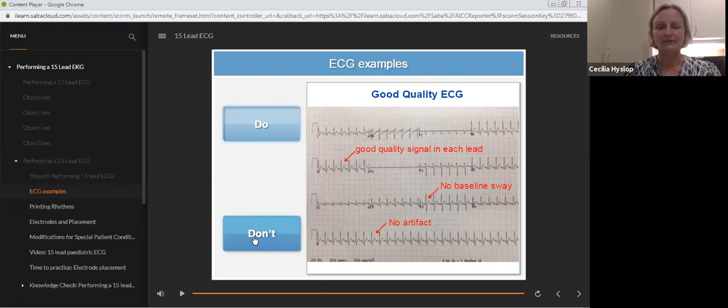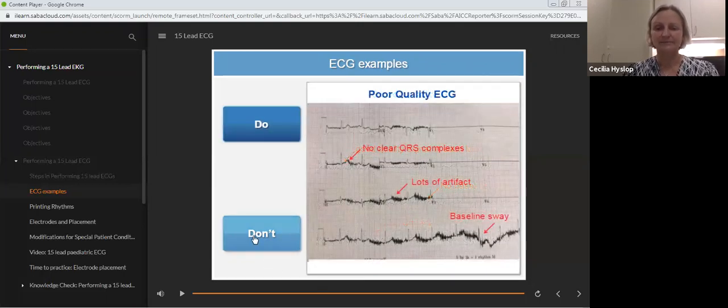So there's an example of a good quality ECG. Here's an example where we actually have some interference. We have lots of artifact here. We have some baseline sway and no clear QRS complexes. So we're going to look at some of the ways to try and get a good quality ECG before we begin.